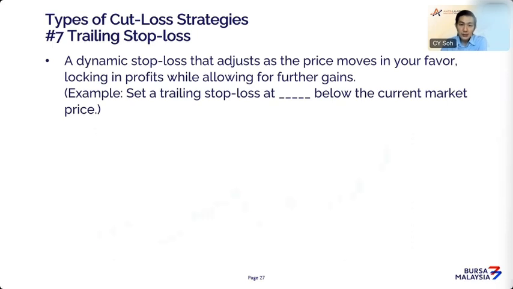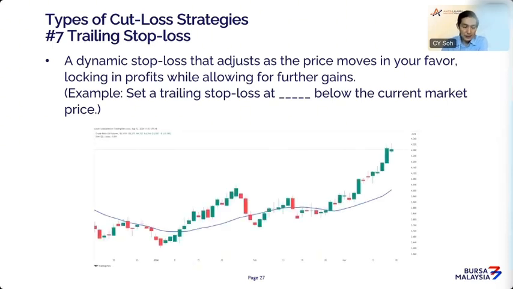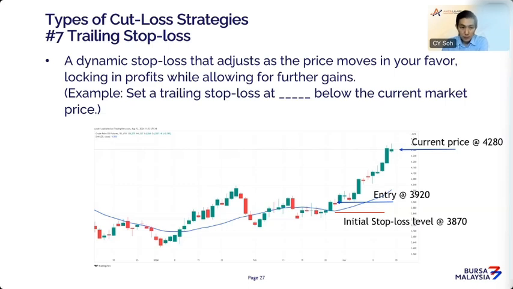The last thing is the trailing stop loss. It goes by dynamic stop loss. Let's go through a simple example so that you understand how it works. Let's say you enter at the price 3920, and initially you have a stop loss of 3870. When the market has trended up, your long position already has profit. The current market price is 4280. So instead of keeping your stop loss at 3870, you can move your stop loss level up a little higher, for example 4080, or any price below the current price. Let's say 50 points or 100 points below your current market price, so that it at least protects your profit.